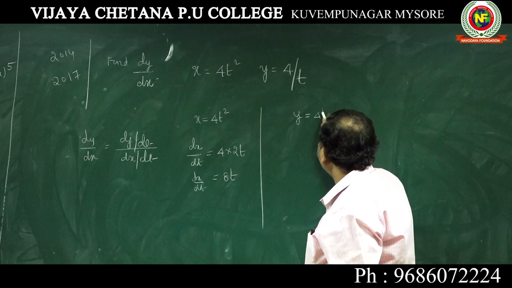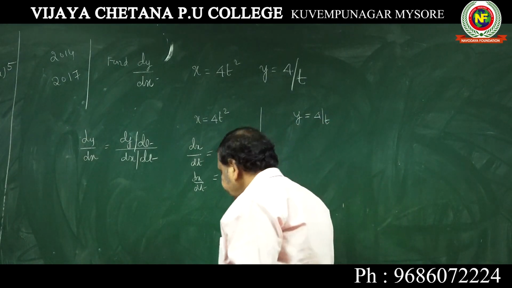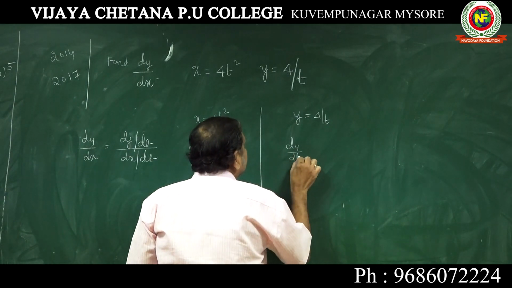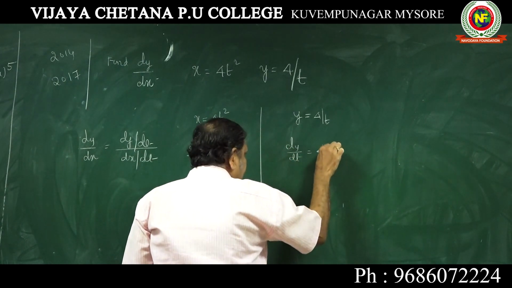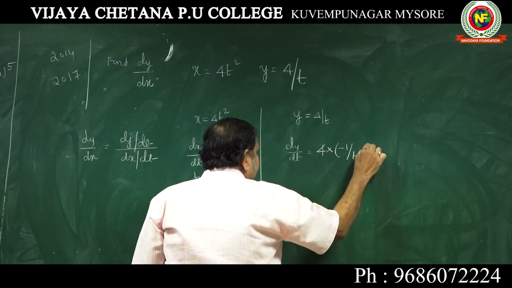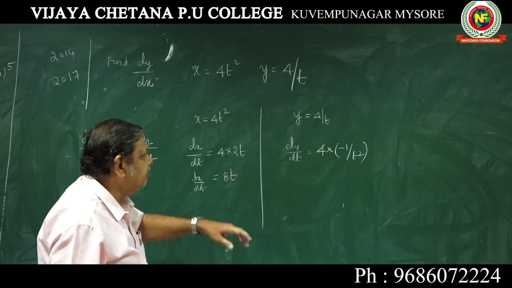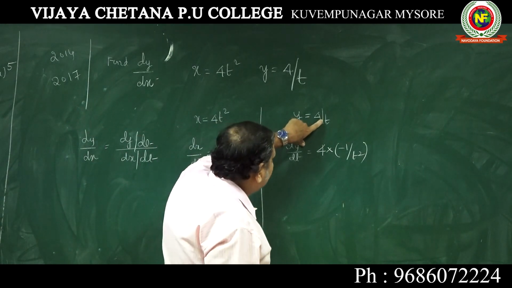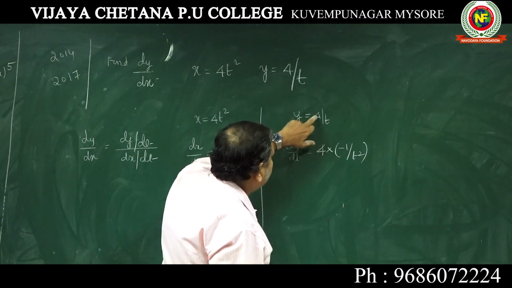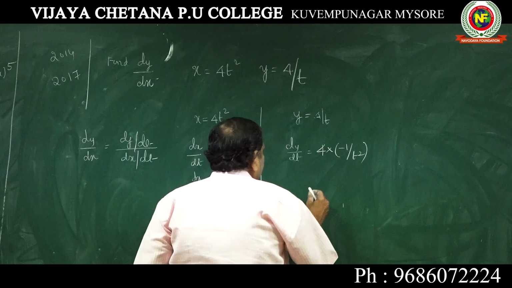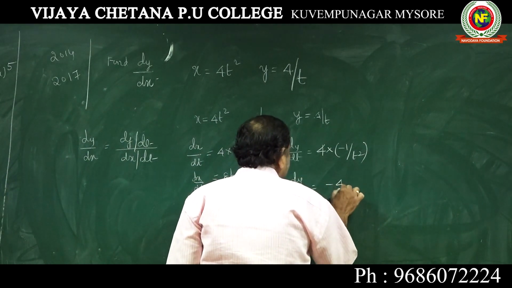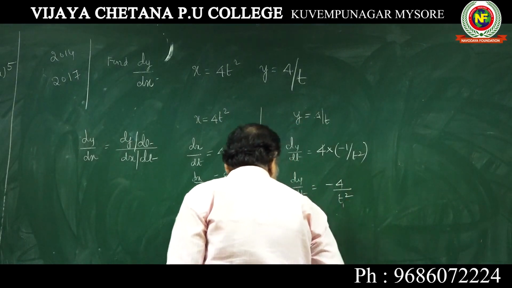y is equal to 4 by t. Now when you are differentiating this, you should be very careful. dy by dt is equal to 4 is a constant into the differentiation of 1 by t. 1 by t differentiation is minus 1 by t square. Here many students commit mistakes. The differentiation of 1 by t is minus 1 by t square, but this 4 will be as it is, 4 into minus 1 by t square, or dy by dt is equal to minus 4 by t square.